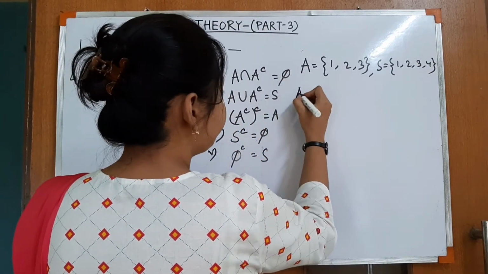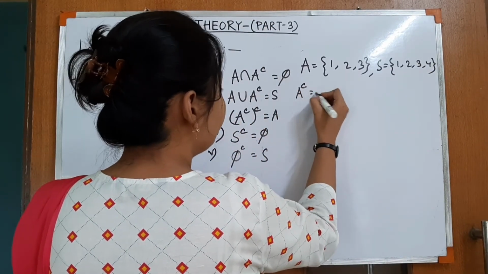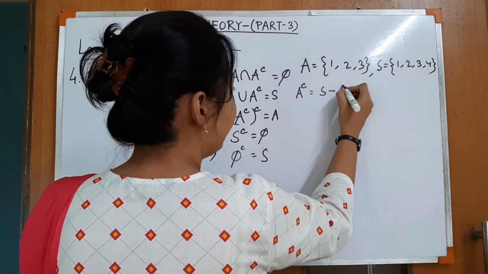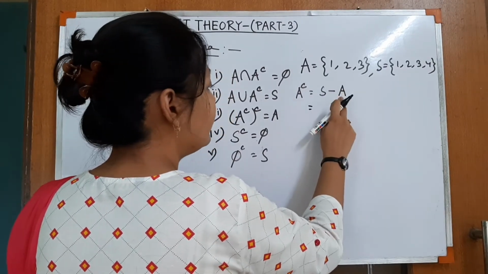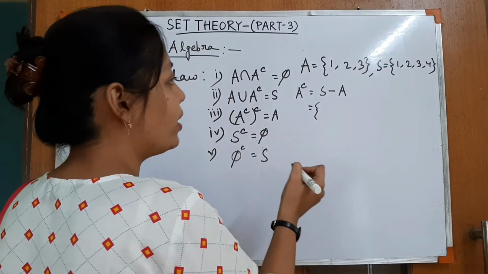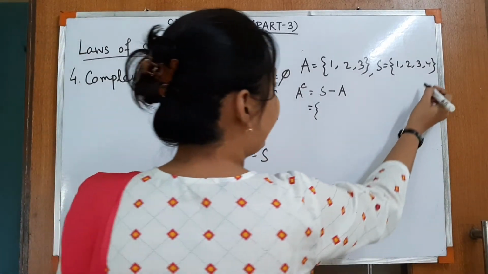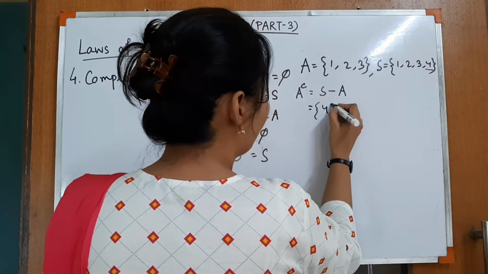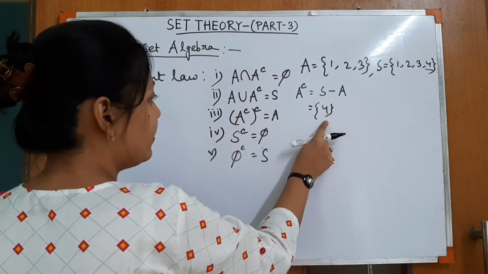Then A complement means S minus A, that is, cancel out the terms of A from S. If we cancel out the terms of A, that is 1, 2, 3, from S, then we get only the element 4. So A complement gets only this element 4.